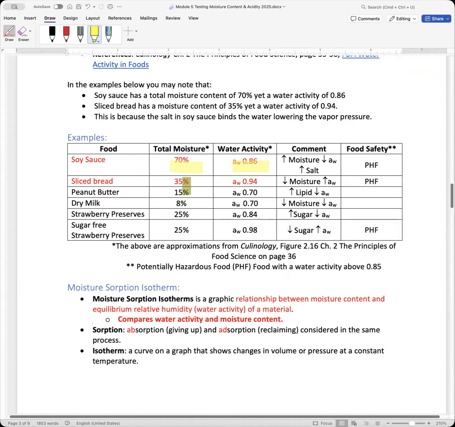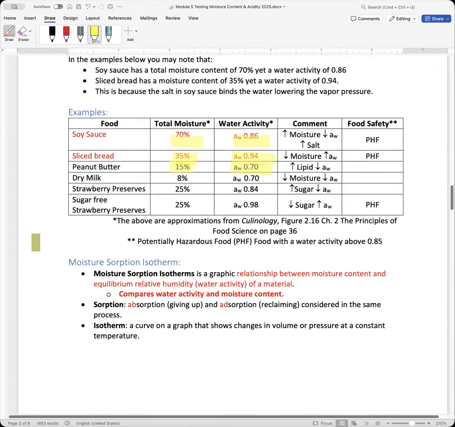But if we look at bread, bread has a total moisture content of 35%, and we think of it as being pretty dry. But it has a high water activity because all that water is available for microbial growth, etc. Peanut butter, which has hardly any water, has a relatively high water activity. So does dry milk.